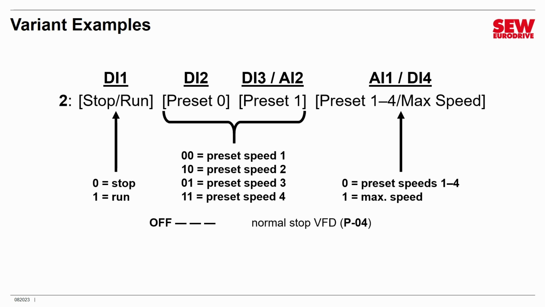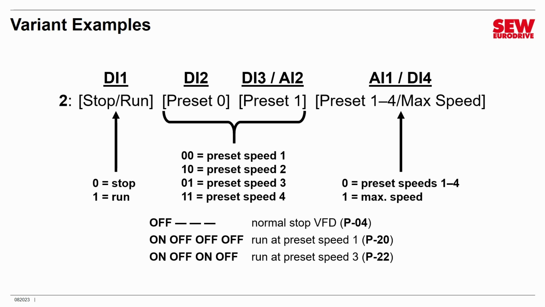So for example, if digital input 1 is off, the VFD will stop normally. If digital input 1 is on, digital inputs 2 and 3 are both off, and digital input 4 is off, you'll run at preset speed number 1. So those two middle switches select preset number 1, and then the 4th input, which is off, selects those 4 presets. If you turn the first digital input on, the second one off, the third on, and the 4th off, you'll run at preset speed number 3 because you have an off-on pattern that selects preset speed 3.